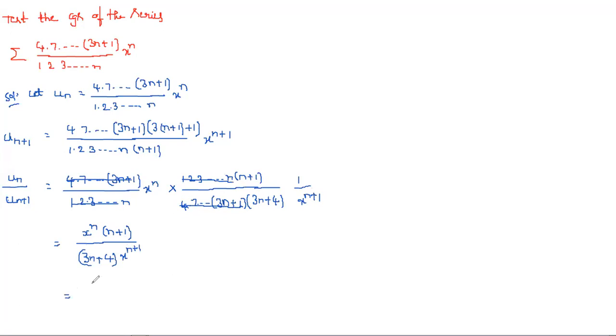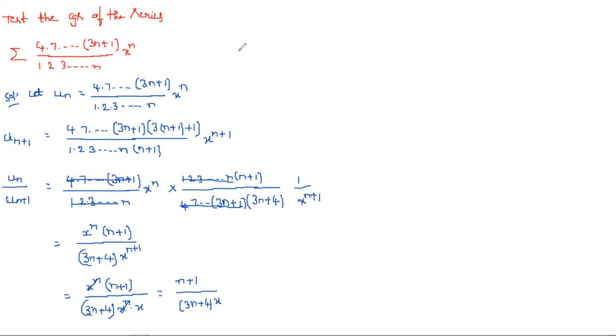And how can we write this one? x power n into n plus 1 by 3n plus 1, 3n plus 1 and x power n plus 1. So can you write that one as x power n into x or not? So here x power n and x power n both will cancel. So this is un by un plus 1, that is nothing but simply what we got, n plus 1 by 3n plus 4 into x. This is un by un plus 1.